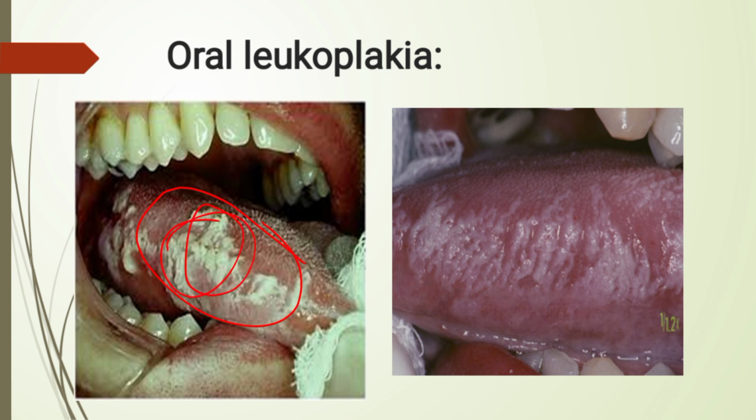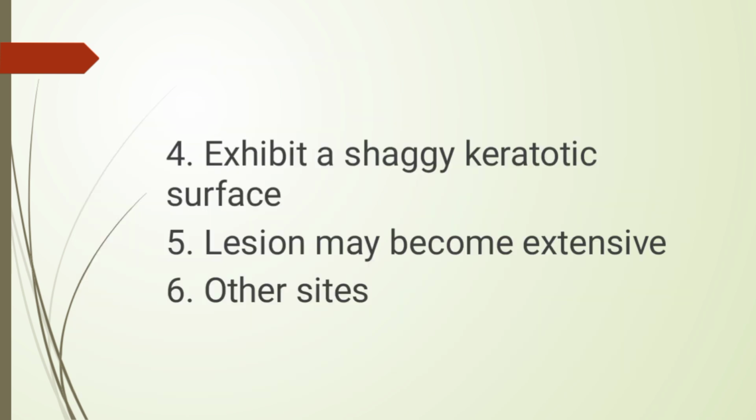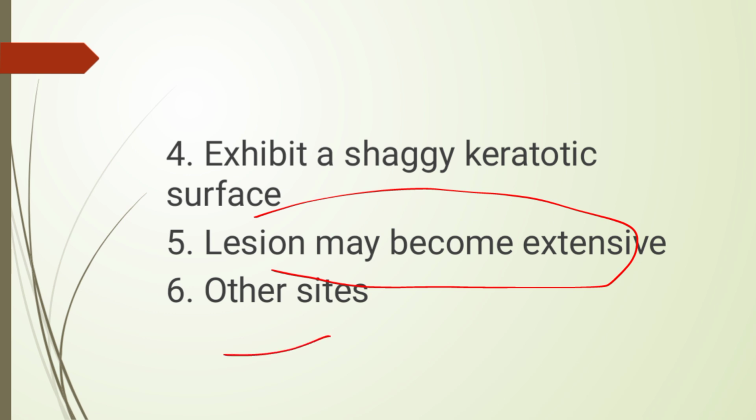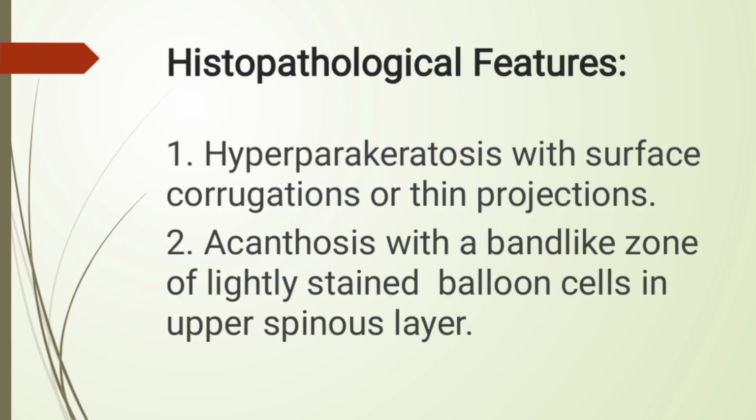Then they have faint white vertical streaks, and they are thick and furrowed areas. They also have a shaggy keratotic surface, which is again a thick keratotic surface. They are very extensive, as you can see, and it can also be present on other sites. Hyperkeratosis is present, with corrugations. It is not continuous or symmetrical.